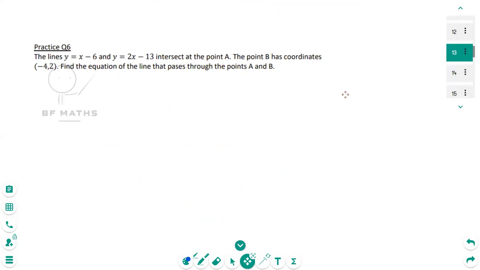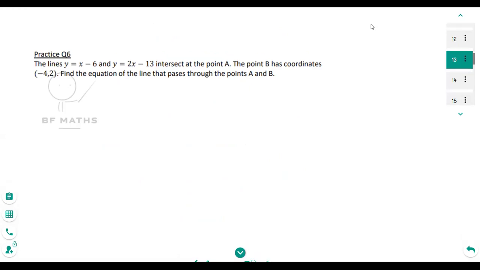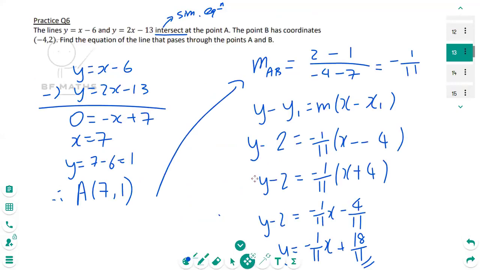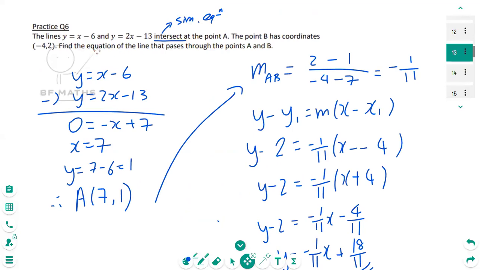Finally, pause the video, have a go. When you're ready for the answer, you can press play. So here's a simultaneous equation. I'll give you the hint. If you didn't know, now you know. So here's the final answer. As I said, simultaneous equation. So work it out. Here, I just do a simple subtraction and elimination.